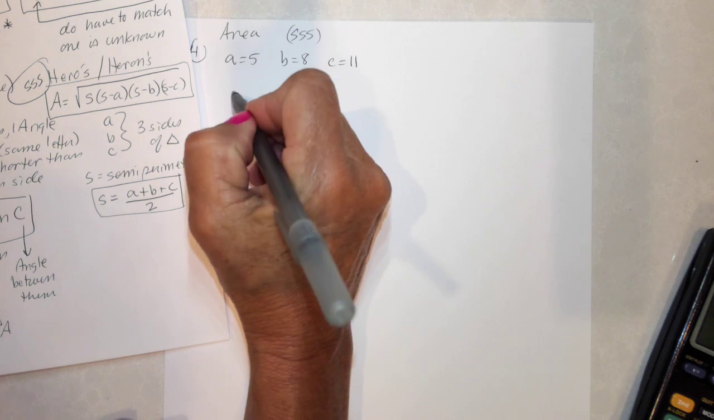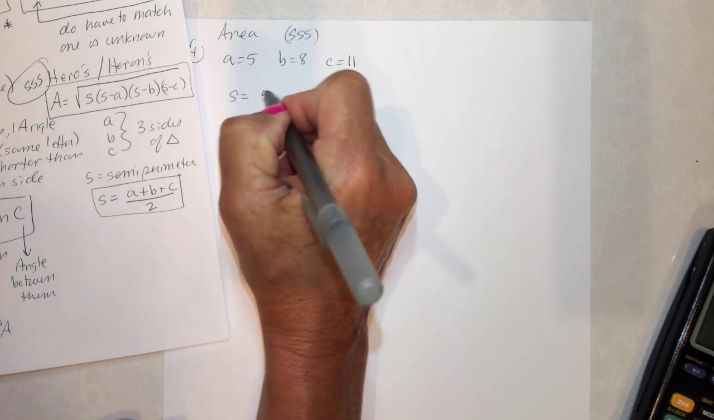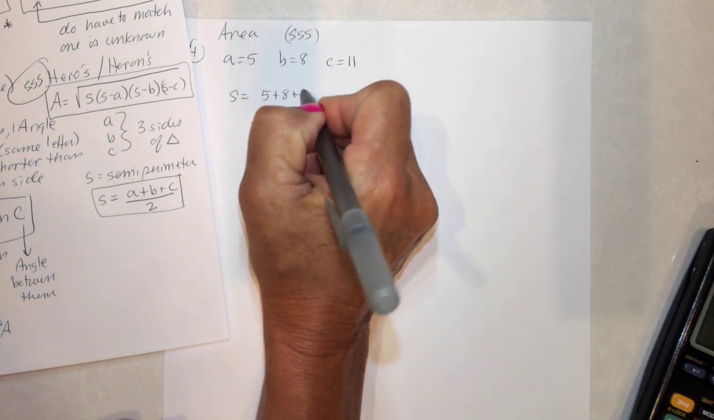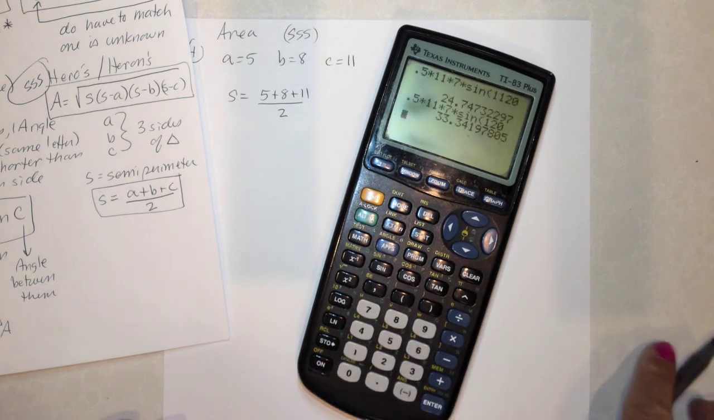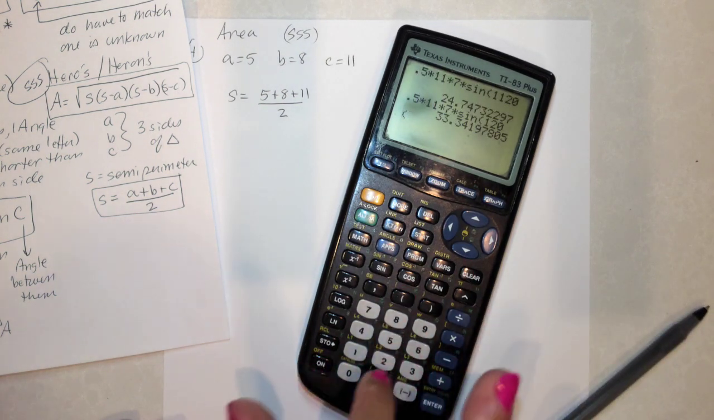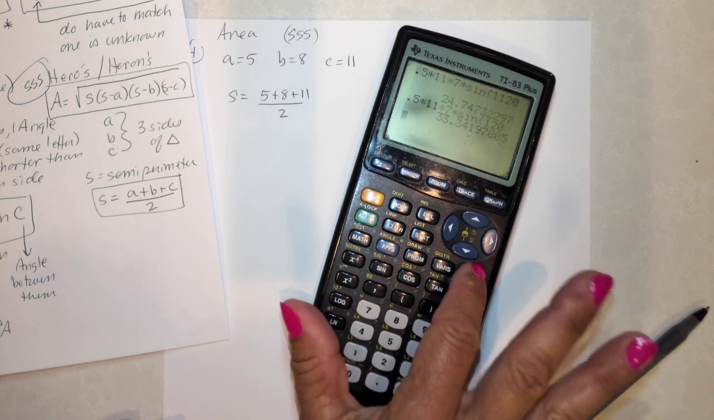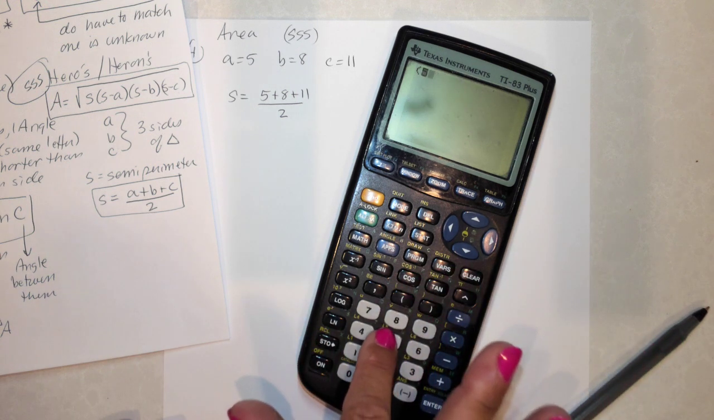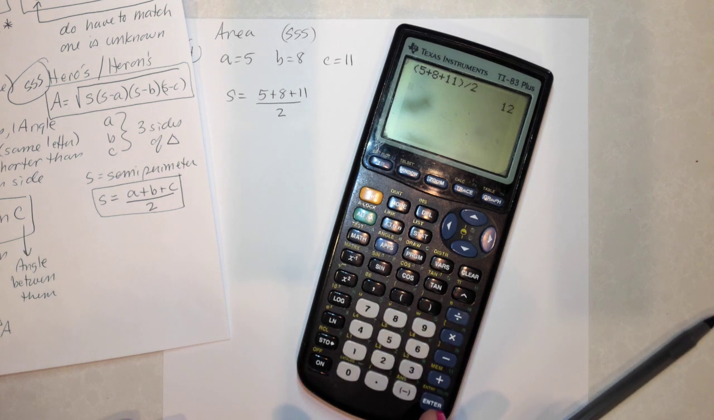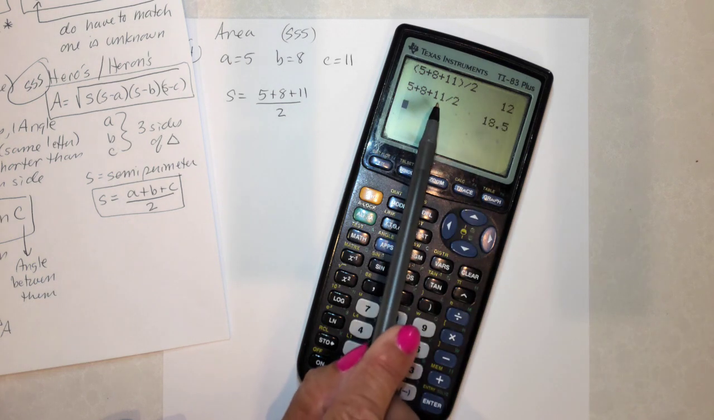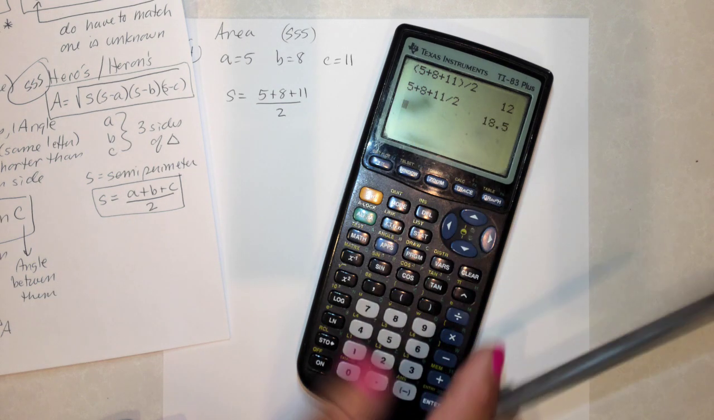So the first thing I'm going to need is to find my semi-perimeter. I'm going to add my three pieces together and divide by 2. Make sure that if you're doing this on your calculator and you don't want to do separate steps, you're using a parenthesis to say 5 plus 8 plus 11 and then divide by 2. Because if you do 5 plus 8 plus 11 divided by 2, it only divides the 11 by 2 and it gives you a really messy wrong answer.